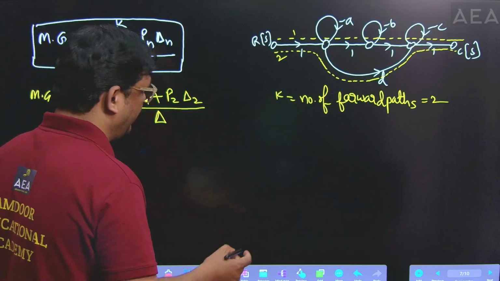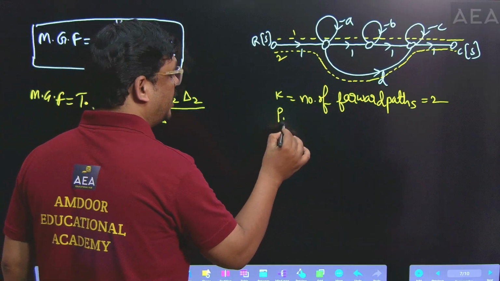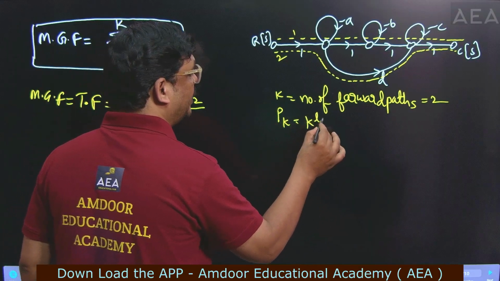First of all, I am writing P1 here. So what is P1? Generally Pk explains the kth forward path gain.